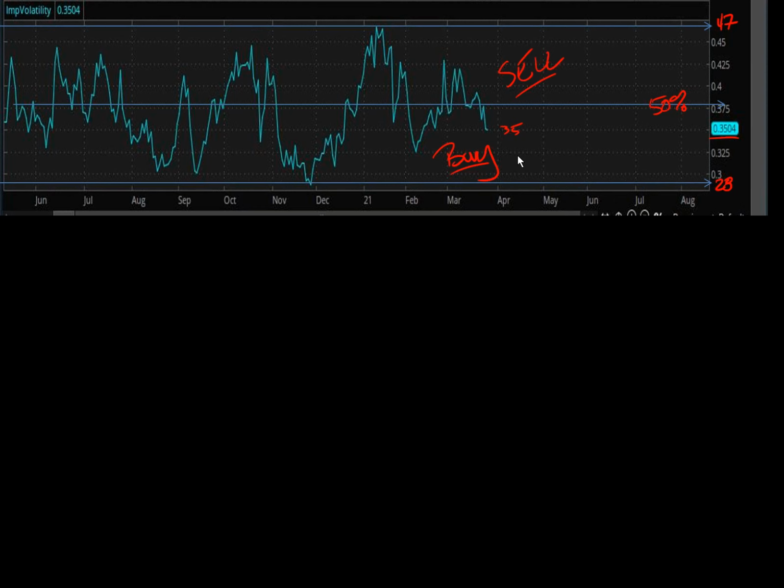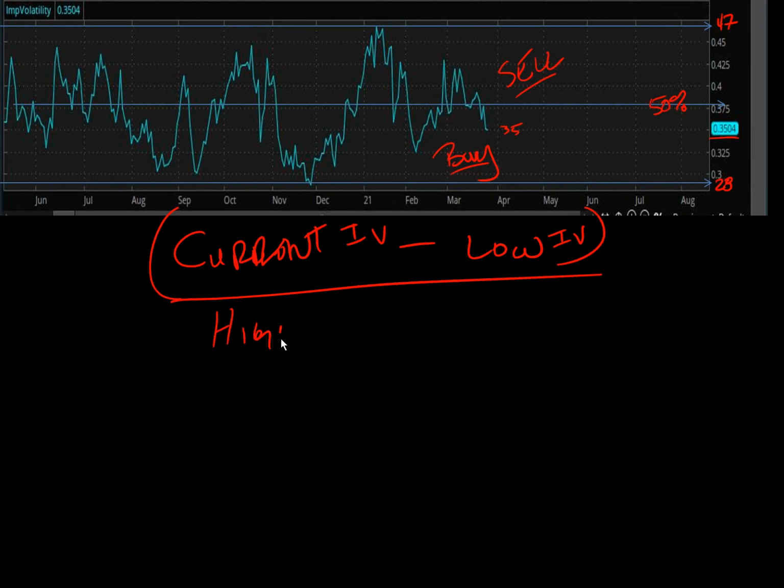But if you want to figure it out, because we have some extremes, if you ever want to get rid of an anomaly like we saw at the height of the pandemic, I don't think we're going to see that kind of volatility anymore, so I think we need to take that out of our data set, if you will. So what we want to do is take the current implied volatility minus the low implied volatility, and divide that by the high implied volatility minus the low implied volatility, okay? So we've got all these numbers. We've got the current, which is 35, minus the low, which we said was 28.